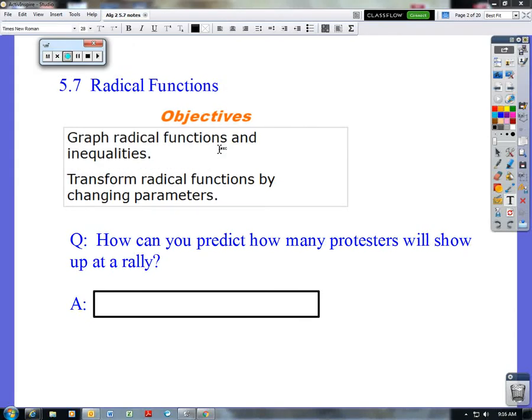All right, we are going to be graphing radical functions today. So this is section 5.7, obviously.